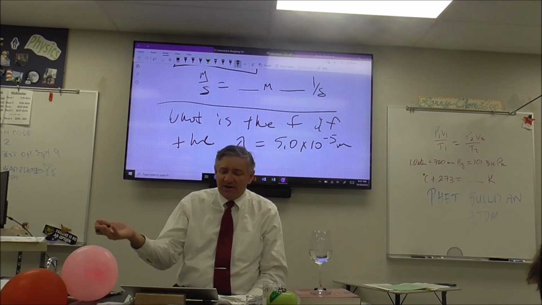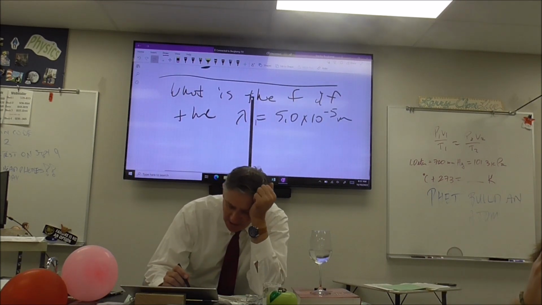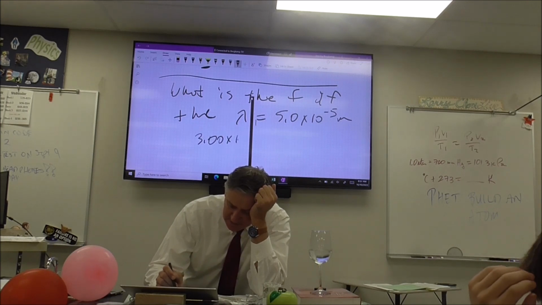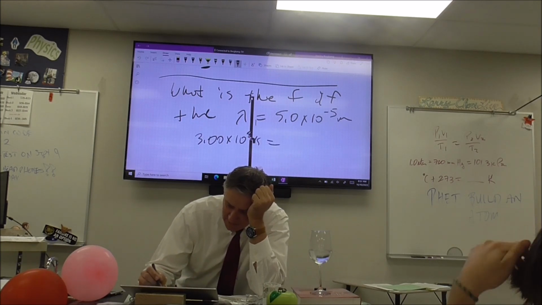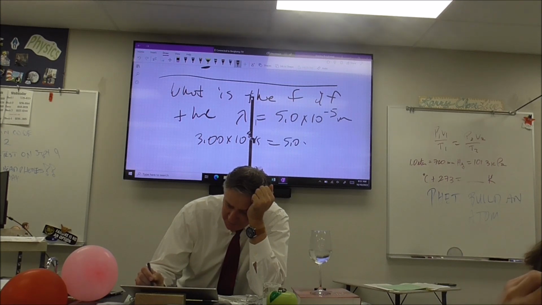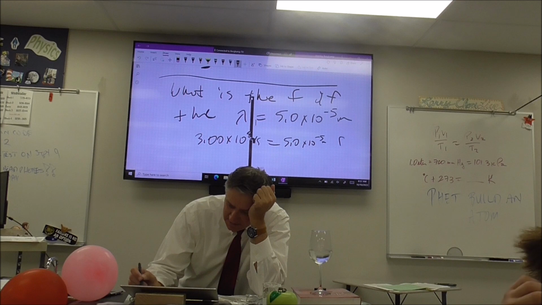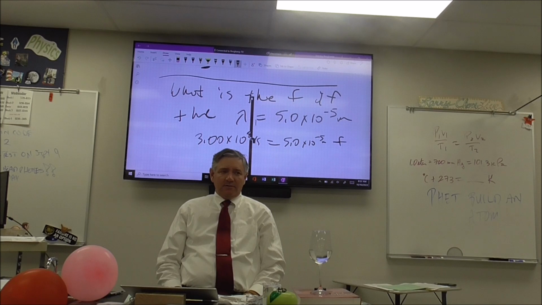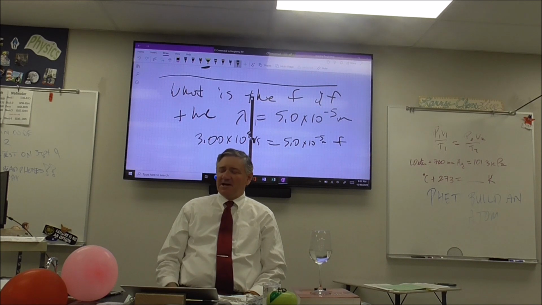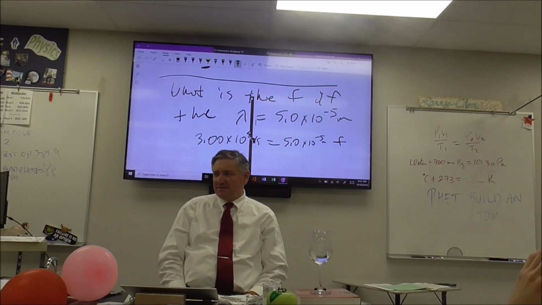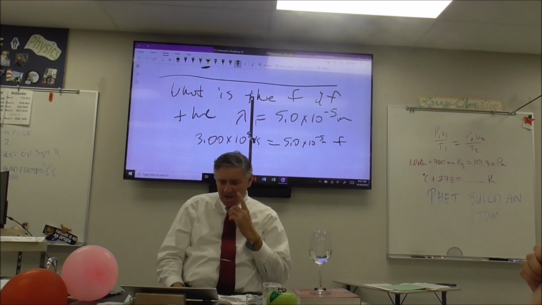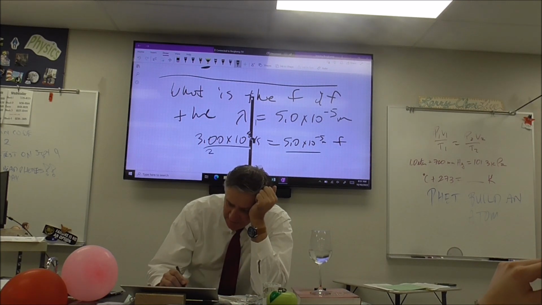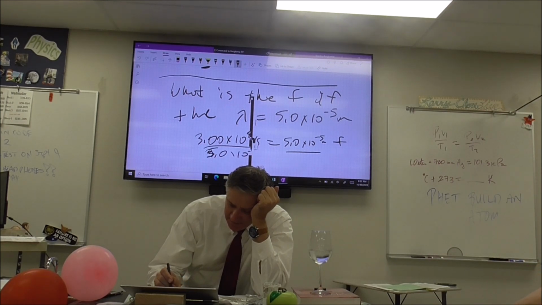So here's the deal. If I've given you the wavelength, find the frequency. Oh, well, 3.00 times 10 to the 8th meters per second equals the wavelength, 5.0 times 10 to the negative 5th meters, times the frequency. So what are you going to do? Peyton, how am I going to get frequency by itself? You gotta move the wavelength value. Yeah, bingo. All I have to do is divide this by the wavelength. So divide this by 5.0 times 10 to the negative 5th.